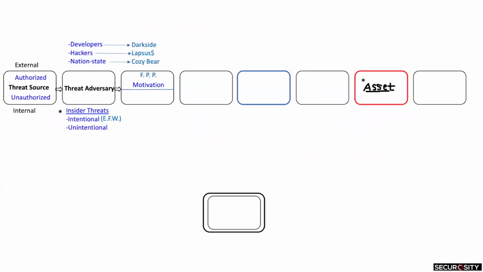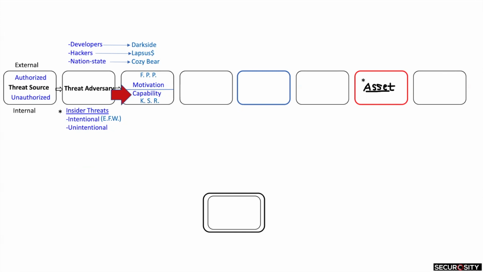We now understand our threat adversaries' motivations. Another characteristic that we want to understand about our threat adversaries is their capabilities. Capability is defined as the power or ability to do something. Capability consists of several factors, including, but not limited to, knowledge, skills, and resources.